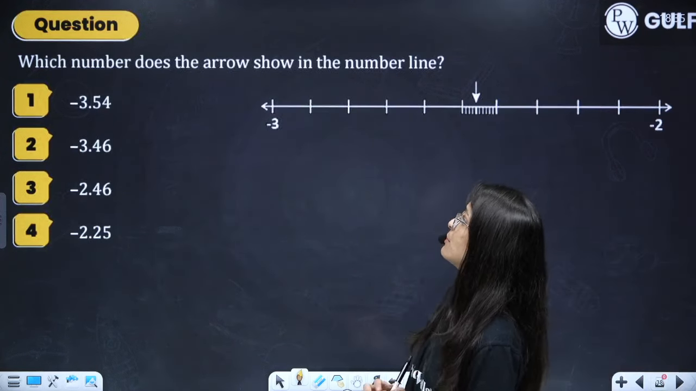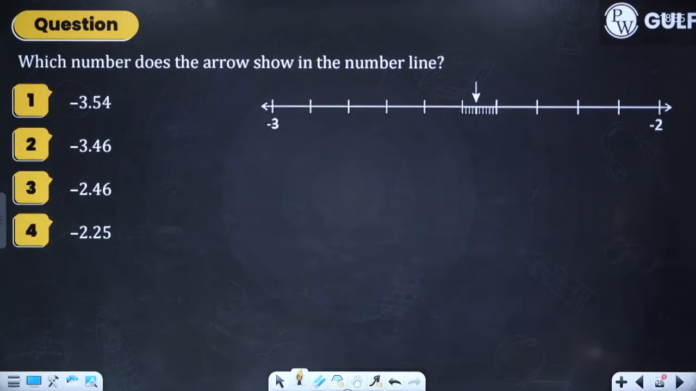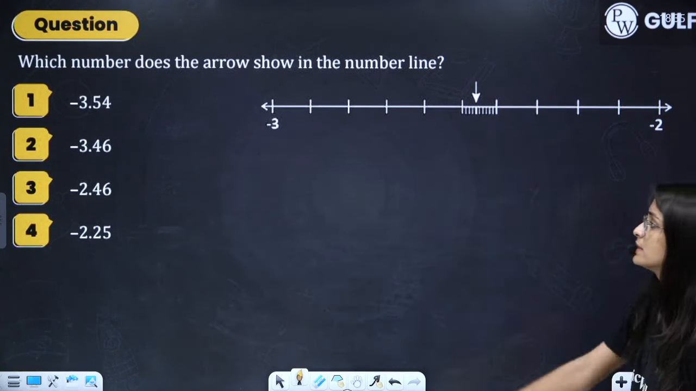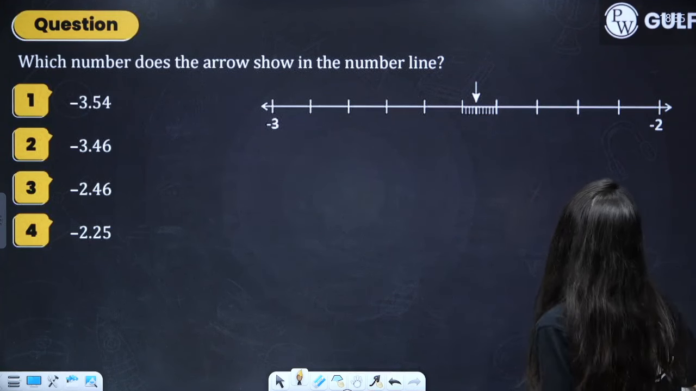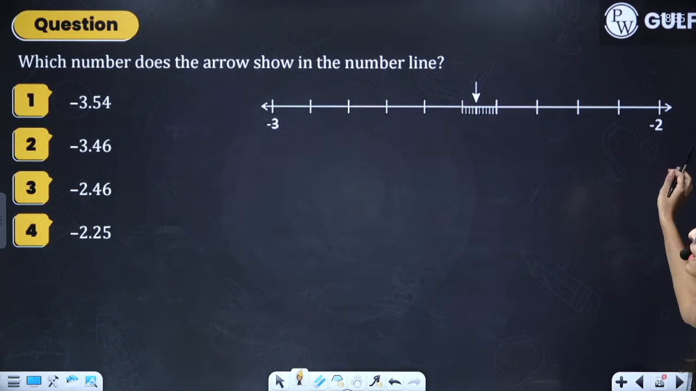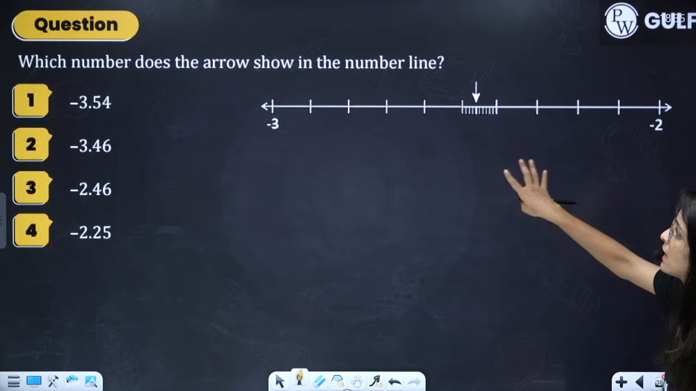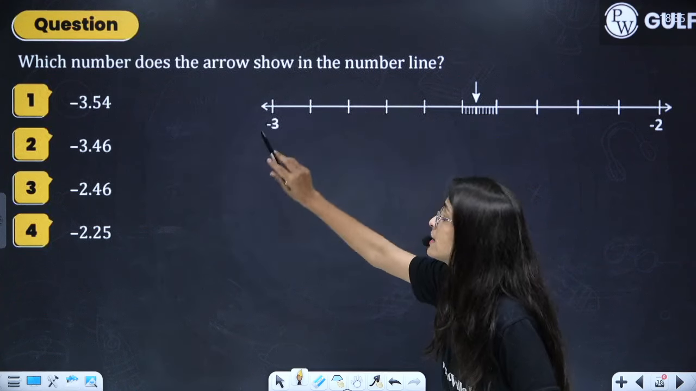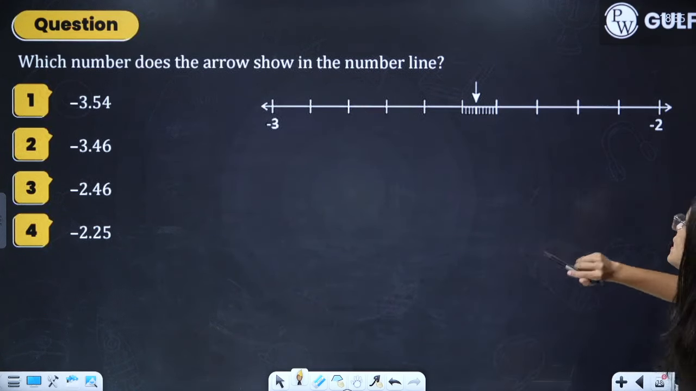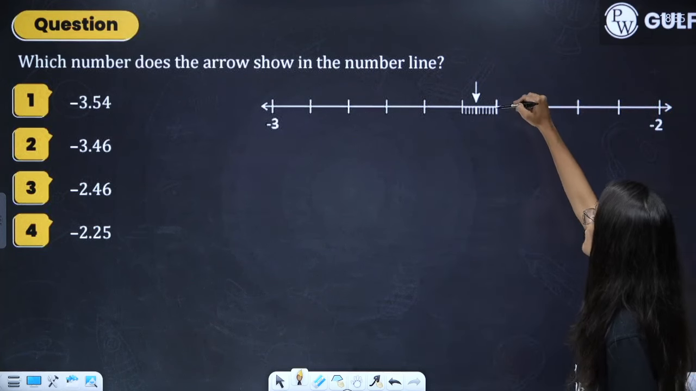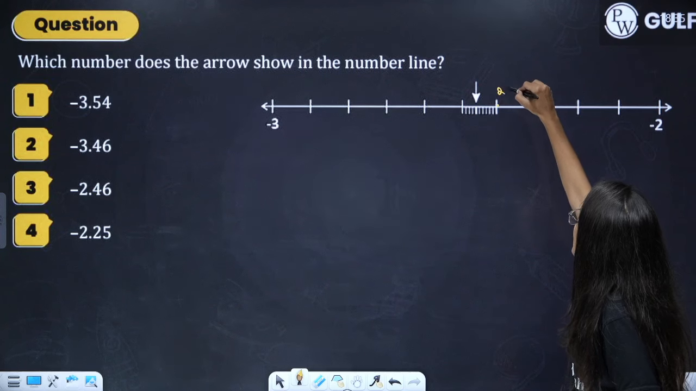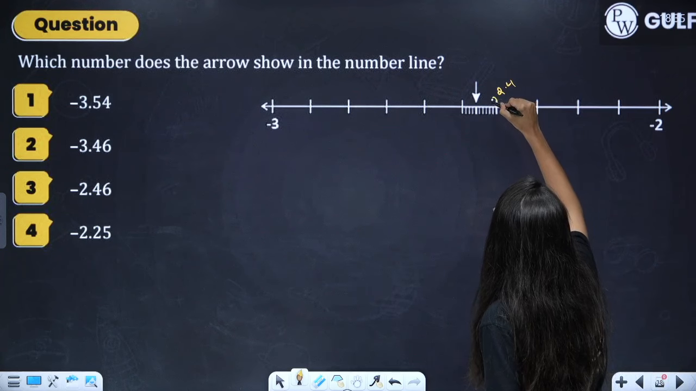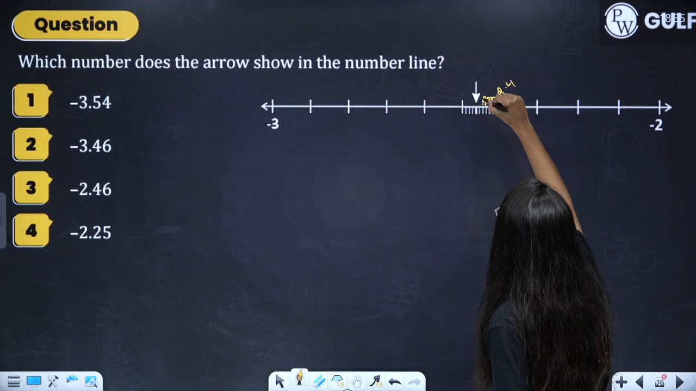Moving further, which number does the arrow show in the number line? Okay. So here we can see that the number line is towards the negative numbers. So here we'll be going backwards to find the number shown by the arrow. Here it's the parts between 2 and 3. So first of all, let us count the number of parts. It's 1, 2, 3, 4, 5, 6, 7, 8, 9, 10. Right, so there are 10 parts between 2 and 3. And out of that, 1, 2, 3 and 4. We are starting from the 4th part. So here it would lie somewhere around 2.4. Right. So moving 1, 2, 3, 4, 5 and 6.